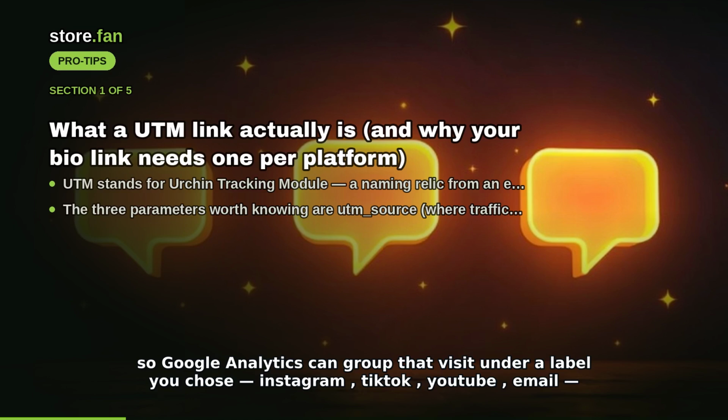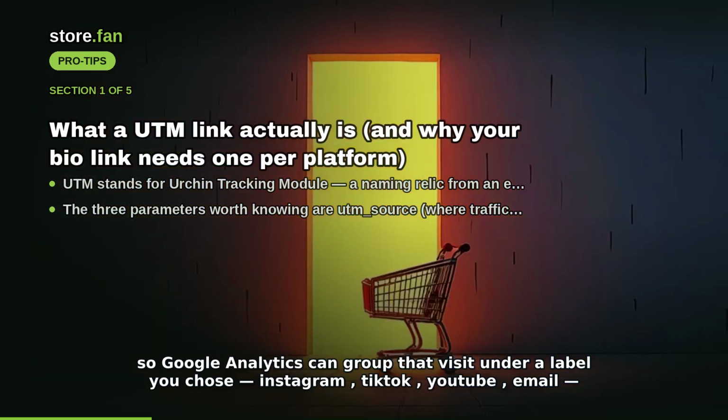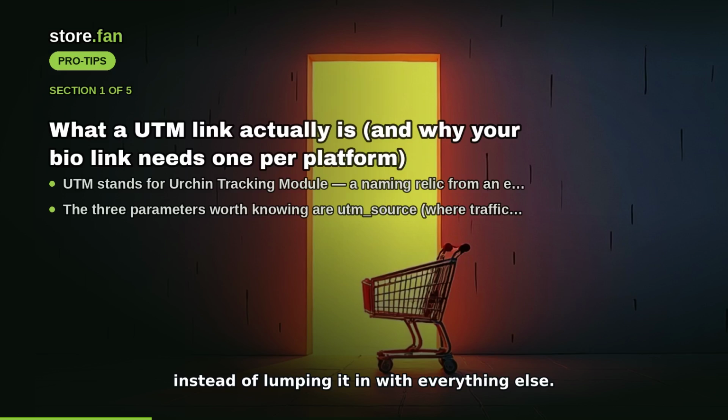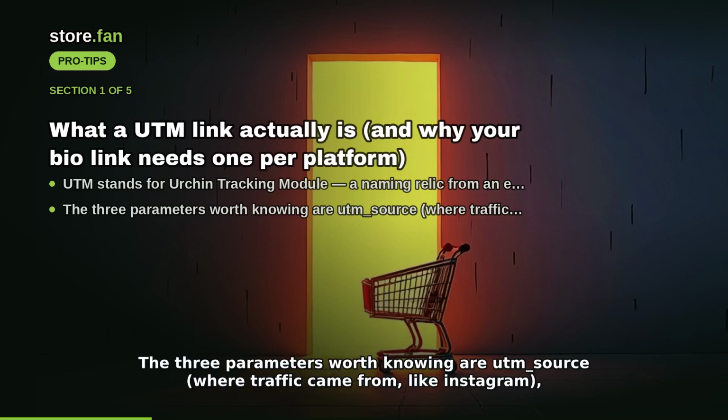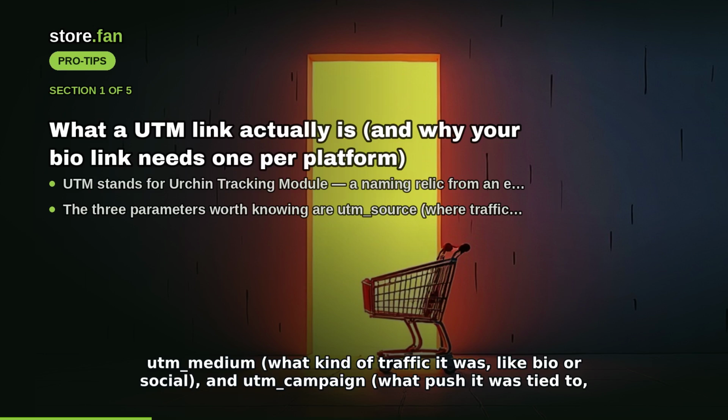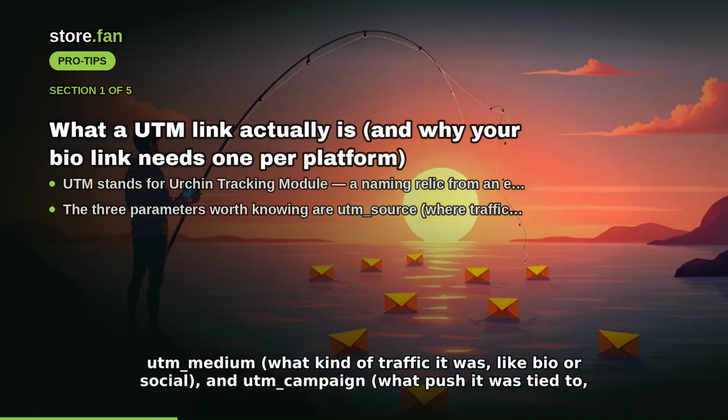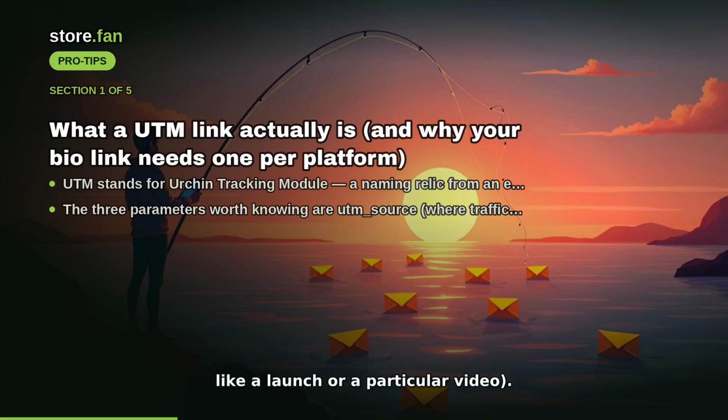So Google Analytics can group that visit under a label you chose: Instagram, TikTok, YouTube, email, instead of lumping it in with everything else. The 3 parameters worth knowing are UTM source, where traffic came from, like Instagram; UTM medium, what kind of traffic it was, like bio or social; and UTM campaign, what push it was tied to, like a launch or a particular video.